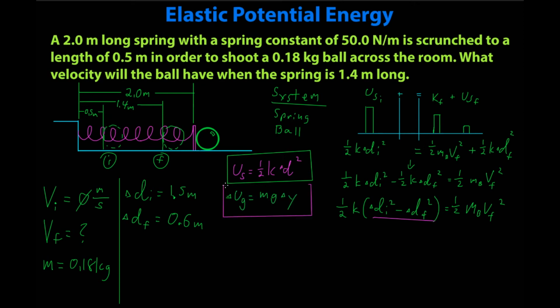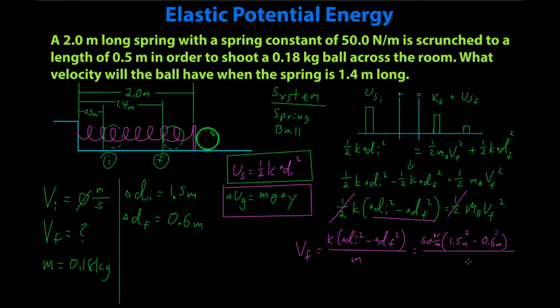As a side note, for something like gravitational potential energy, if you double the height, you double the energy, because these are all linear relationships. Again, displacement for elastic is not. So I will continue this. The halves cancel, and Vf equals the square root of K, quantity delta di squared minus delta d final squared, over m. K is 50 newtons per meter. Now notice my initial value is larger than my final: 1.5 meters squared minus 0.6 meters squared, over mass 0.18 kilograms.